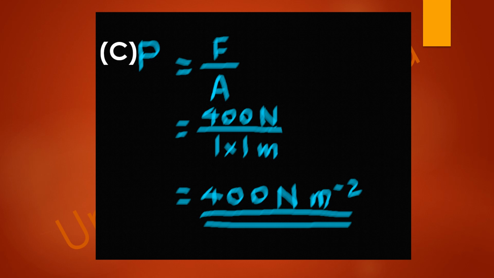Now part C. Pressure equals force divided by contact area. Here the force is 400 newtons. Contact area is 1 into 1. So the pressure is 400 newtons per square meter. By this problem you can learn when the contact area is decreased, pressure is increased.